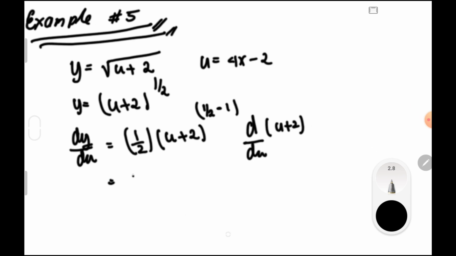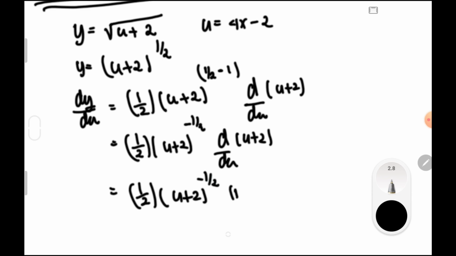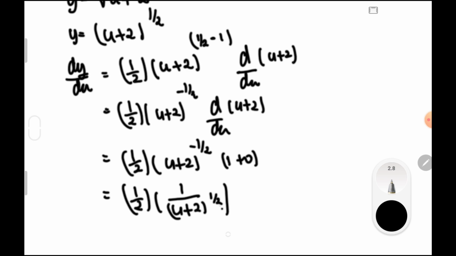So from this we'll have a value equal to 1 half multiplied by u plus 2 raised to 1 half minus 1, which is negative 1 half, times the derivative of our u plus 2 with respect to u. So wherein we'll have a value equal to 1 half multiplied by u plus 2 raised to negative 1 half multiplied by the derivative of u plus 2, which is 1 plus 0. So therefore we'll have a value of 1 half multiplied by 1 all over u plus 2 raised to 1 half.